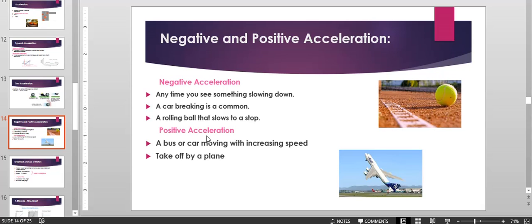And positive acceleration is, for example, a bus or a car moving with increasing speed, or the takeoff of a plane, as its initial velocity is 0 meters per second, and after some time it will have attained some speed.